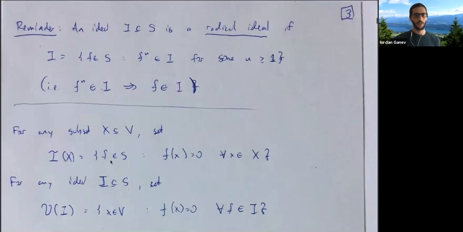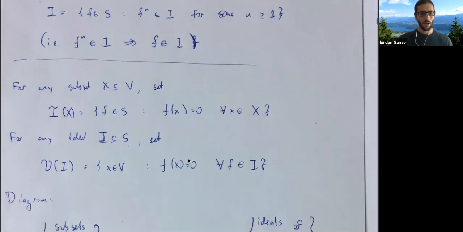And some more things about the Zariski topology. First of all, an ideal is called radical if it's closed under taking roots. More formally, I coincides with the set of polynomials f in S, S still being our polynomial algebra, such that some power of f is in I. In other words, if we know that some power of a polynomial is in I, then necessarily that original polynomial must be in I. So for example, if we had a polynomial algebra in one variable T, then the ideal generated by T squared is not radical because it doesn't contain T, but T squared is contained in the ideal.